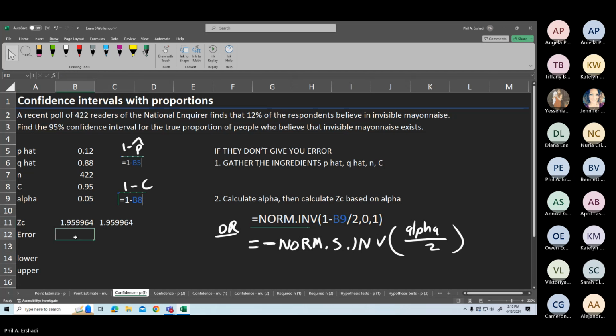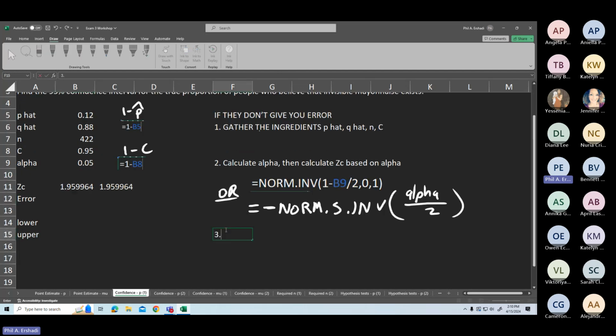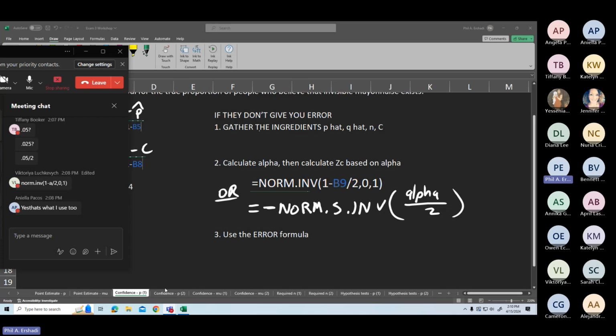All right. Now that we know how to get our Z critical and our alpha, step number 3 is to now use the error formula. So what is the formula for error now that we have Z critical? Who remembers this one? I will give you a hint. It starts with Z.